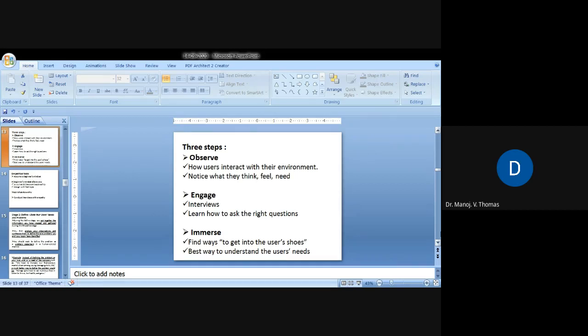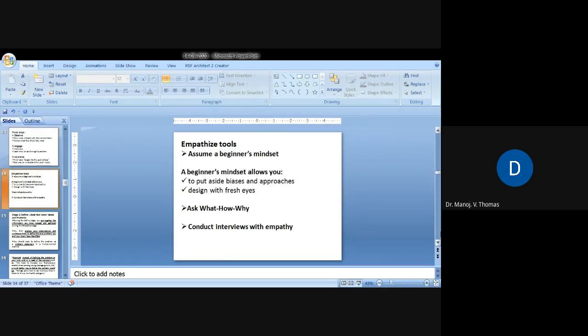So second phase is engage. Engage in the sense you conduct a lot of interviews. You conduct interviews empathetically. There you have to learn how to ask the right questions. In the sense, like what is required, how it can be solved, what is really required, something like that. So third one is immerse. Immerse means you should find ways to get into their shoes. You should look from the perspective of the users, and this is the best way to understand the user's real needs. You have to get immersed with the users.